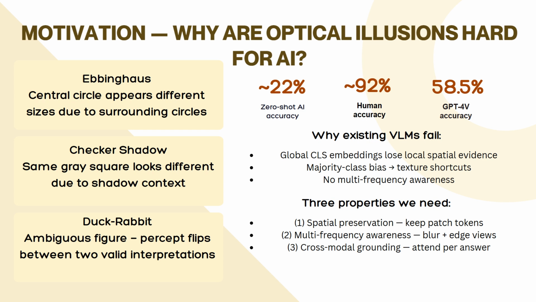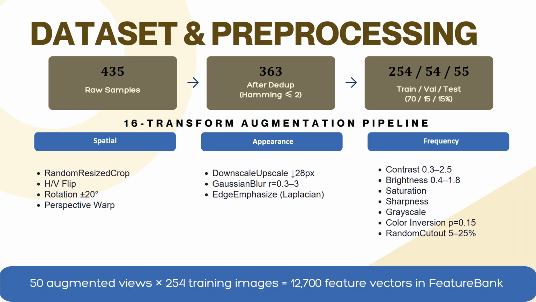Existing models compress the entire image into a single global embedding, a CLS token, which discards the local spatial evidence that optical illusions rely on. We identified three properties that are necessary for above-chance performance: spatial preservation of patch tokens, multi-frequency awareness through blurred and edge-emphasized views, and cross-modal grounding, letting each answer text attend to relevant image regions.